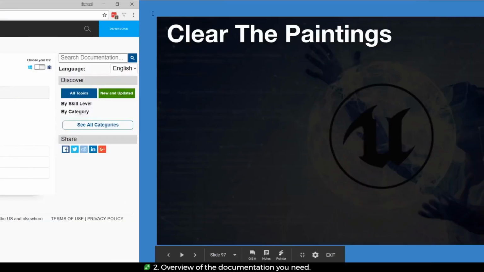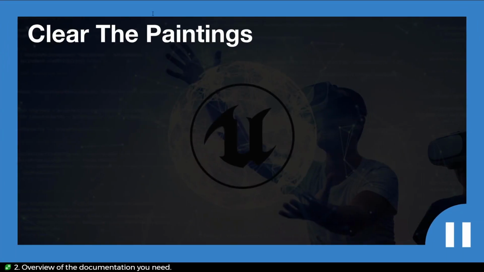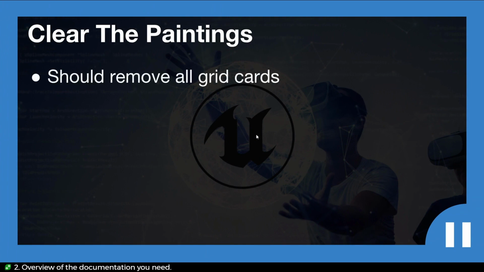You might need to do some thinking about that. So let me give you a specification of how I want you to test this. We're going to be clearing the paintings from the grid, so you should remove all grid cards. That's the result we want. So you can test this with the delete button. We've hooked up the delete button to toggle that.